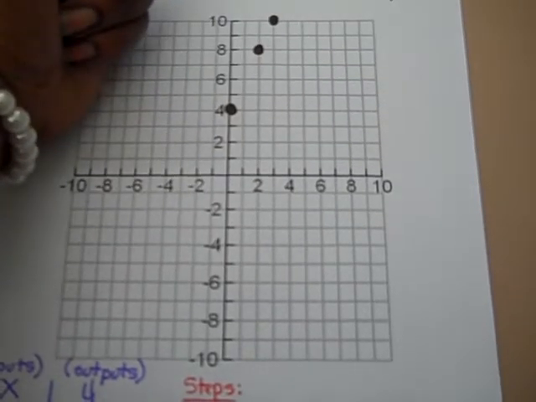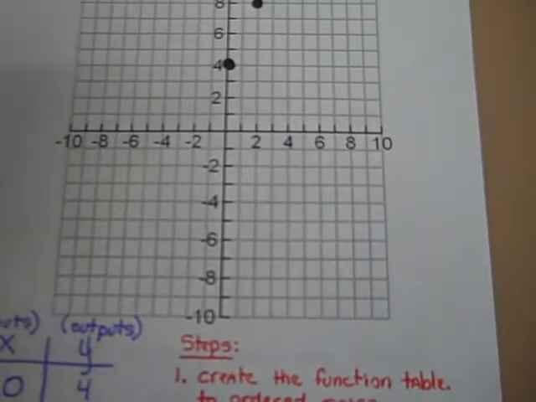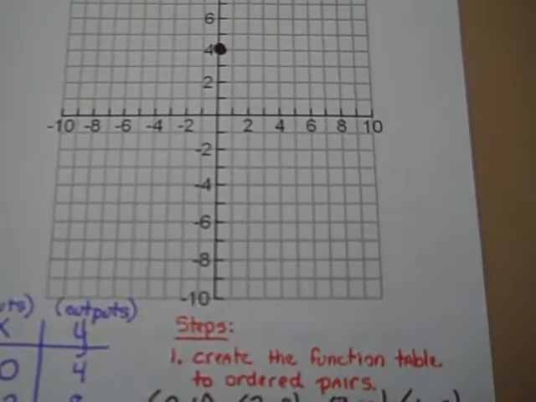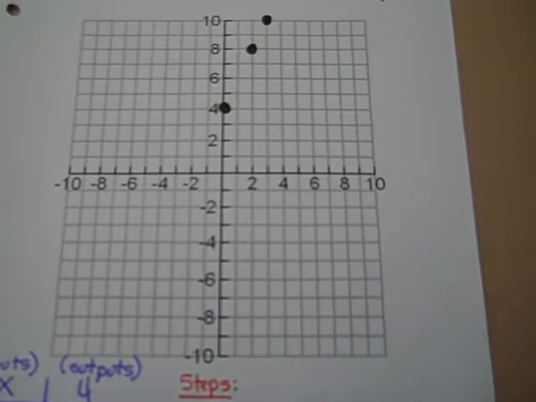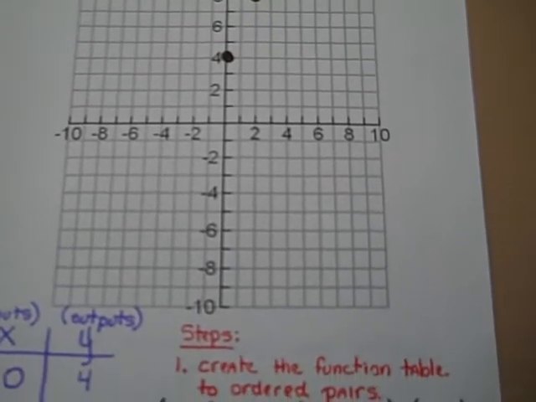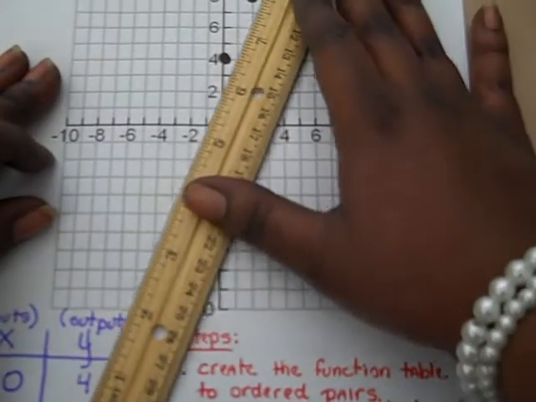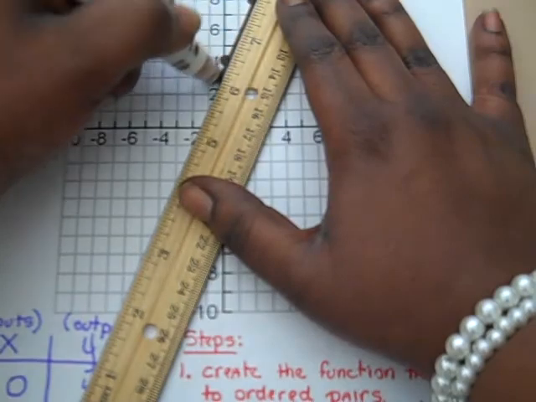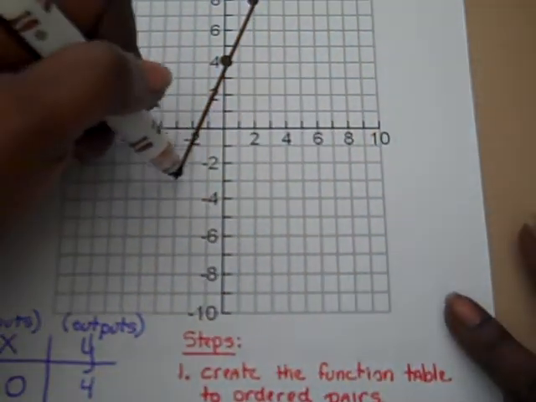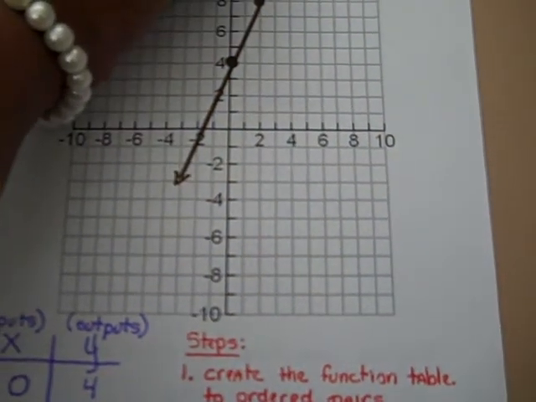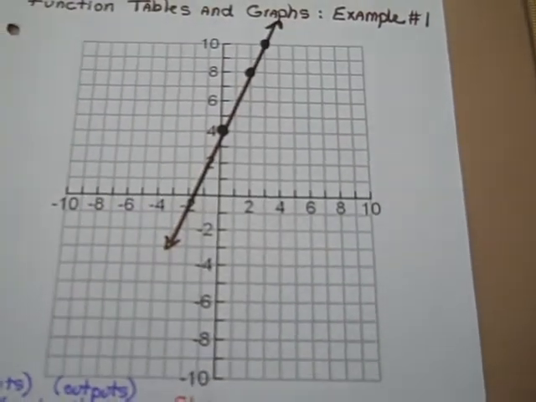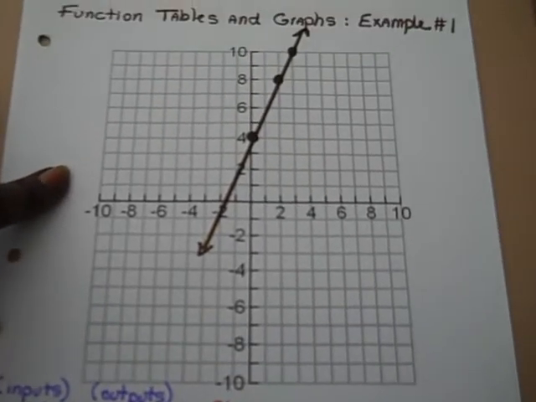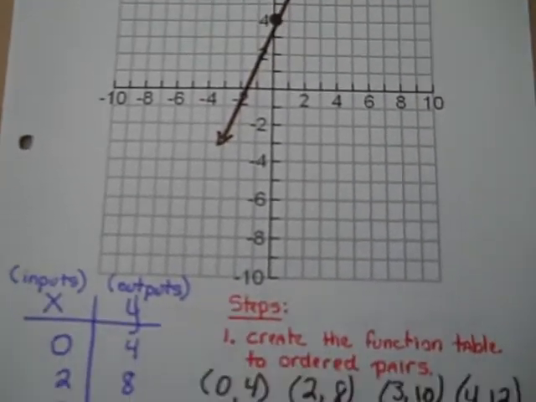and put my point. Now, at this point, I could graph the remaining ordered pair of 4, 12, but considering that I don't have much room available to do so, I'm just going to go ahead and connect the points that I did make. If done correctly, I should have a straight line on my graph, and it appears as if I do. So what I have done is just converted our function table into a graph. All right? So that's the first example.